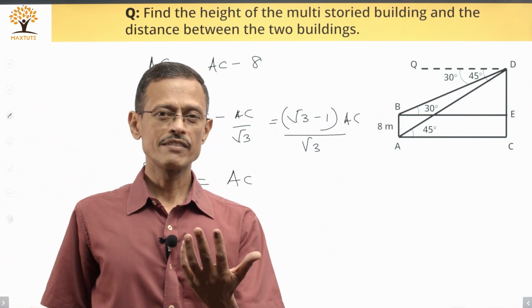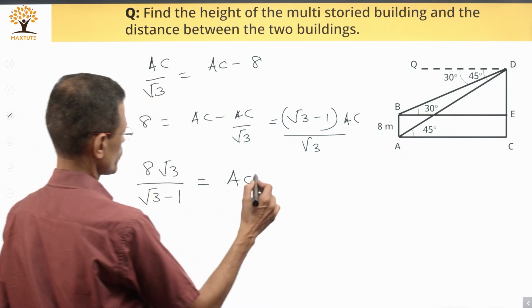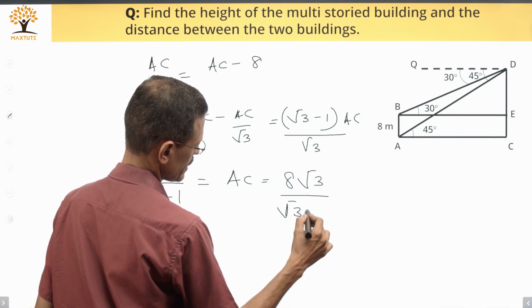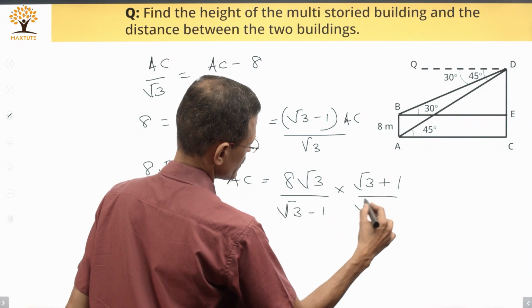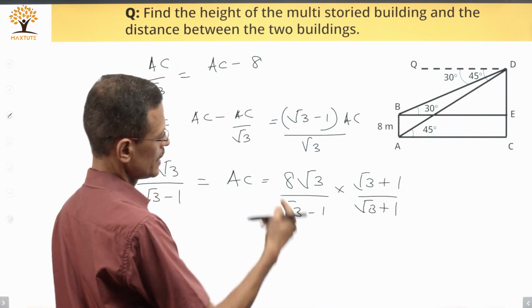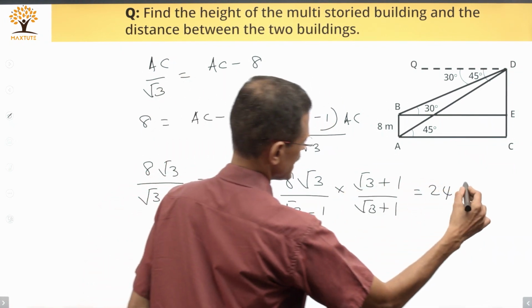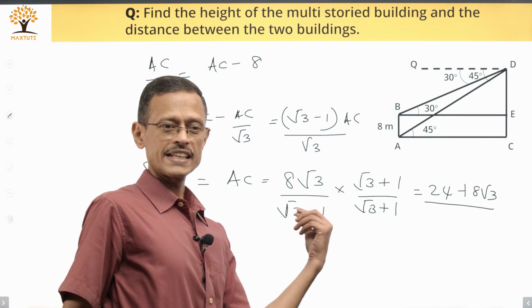Quite often the answer will be given to us after rationalizing the denominator. Let's just finish that component. So this can be written as 8 root 3 divided by root 3 minus 1 multiplied and divided by the conjugate of the denominator, which is root 3 plus 1. 8 root 3 into root 3 is equal to 24 plus 8 root 3 divided by a minus b into a plus b is a square minus b square.